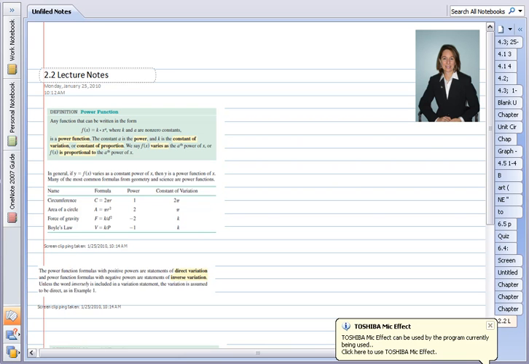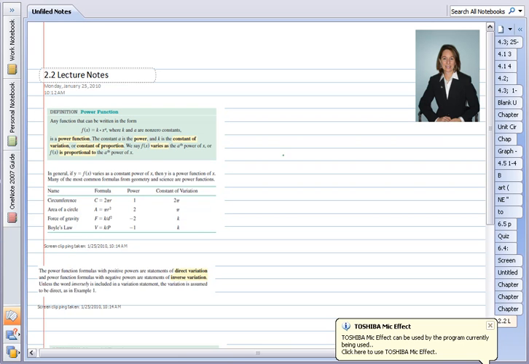Good morning and welcome to our lesson, section 2.2 on power functions with modeling. Power functions are an important family of functions in their own right and are important building blocks for other functions as well. Let's take a look first at what the definition of a power function is.